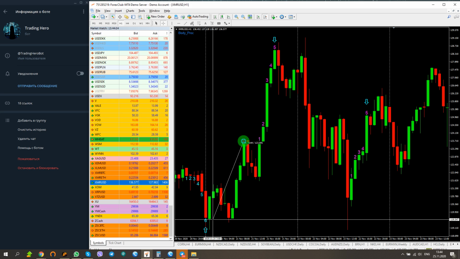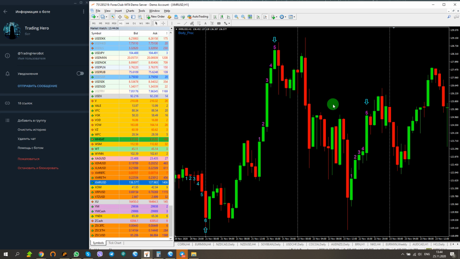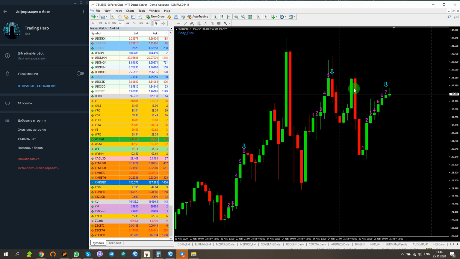So this strategy can be used on different assets and on different time frames. Let's look at how the signals look, and afterwards we will look through several examples on different time frames and different assets to understand where it works better.